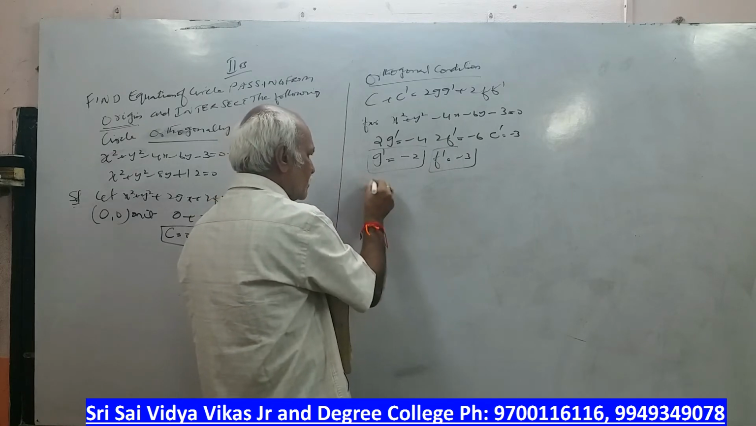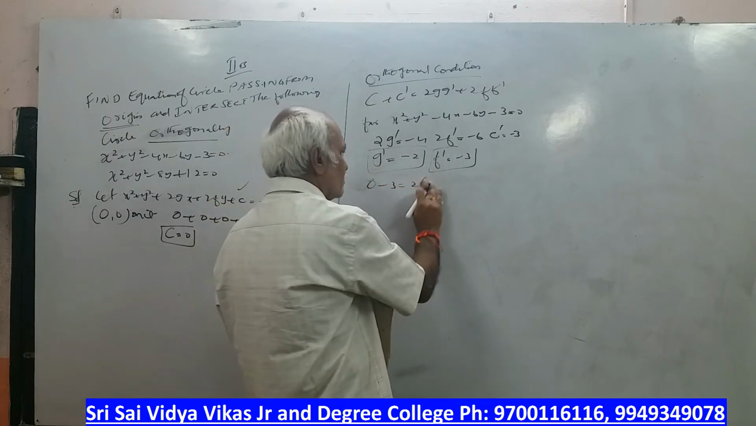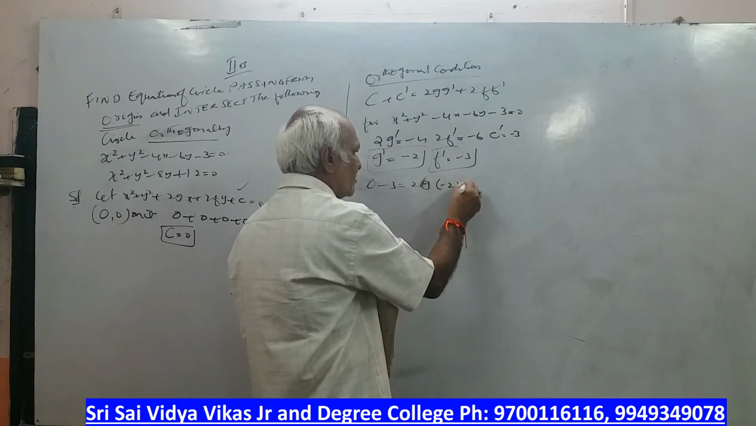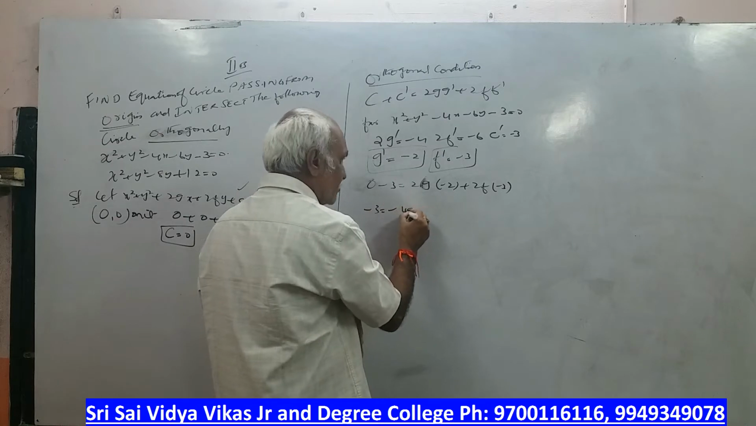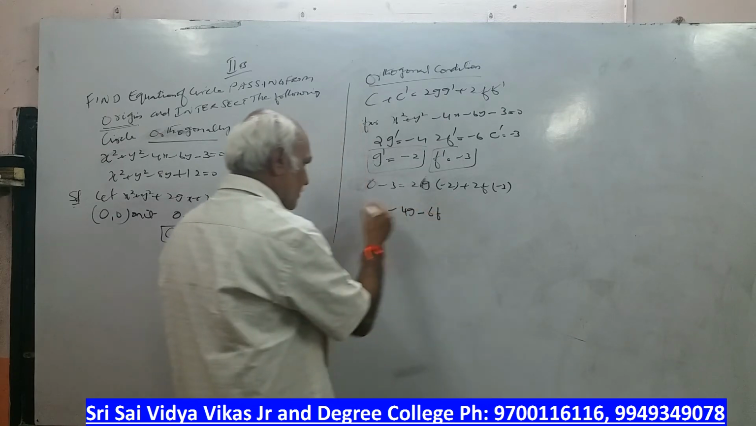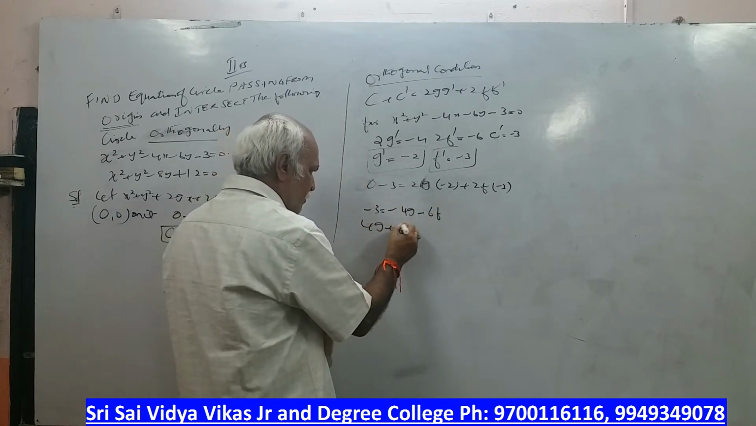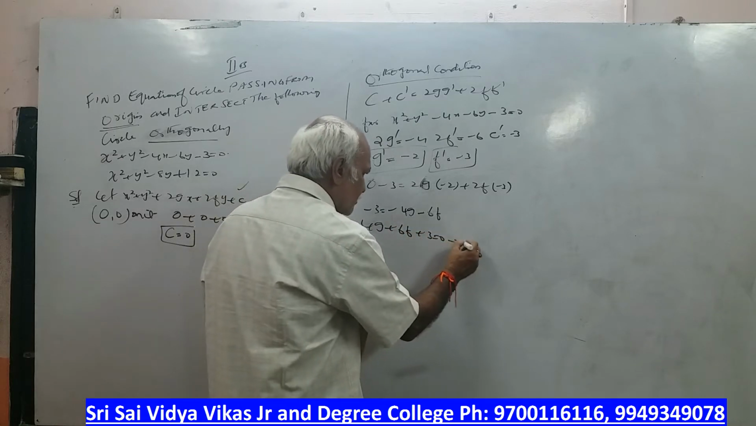C value is 0. Minus 3 is equal to 2 into g into minus 2, 2f into minus 3. So minus 3 is equal to minus 4g minus 6f. Bring the term to this side: 4g plus 6f plus 3 is equal to 0.